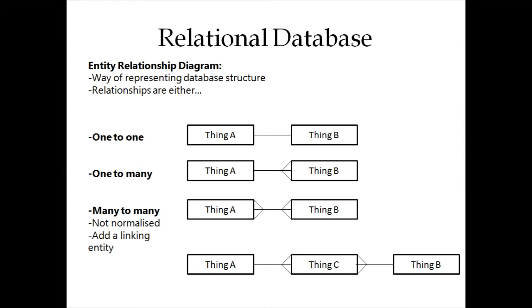An entity relationship diagram is quite a simple way to represent the structure of a database. Relationships are one-to-one, one-to-many, or many-to-many. Many-to-many is bad practice and frowned upon in the programming community. We say it is not normalized. Many-to-many leads to duplication and confusion. We add a linking entity in the middle to rid ourselves of the awful many-to-many problem.